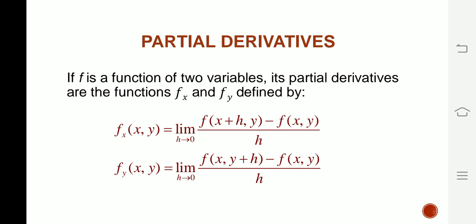So partial derivatives. If f is a function of two variables, its partial derivatives are the functions fx and fy defined by partial derivative with respect to x, that means fx of x y is equal to limit h tends to 0 f of x plus h y minus f of x y upon h, and partial derivative of f with respect to y is equal to limit h tends to 0 f of x y plus h minus f of x y upon h.